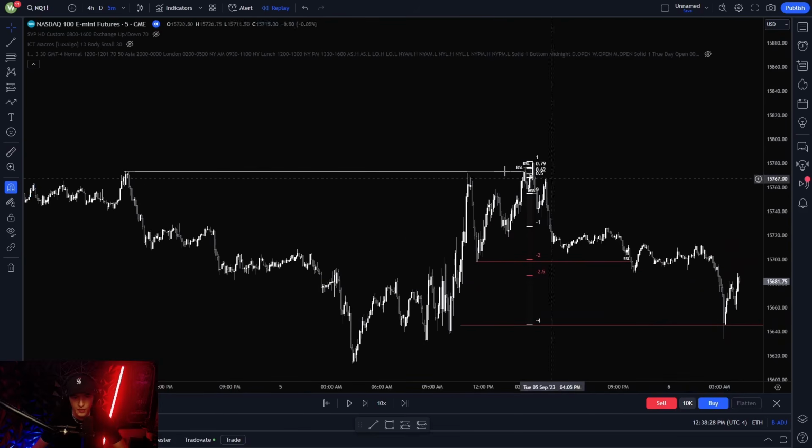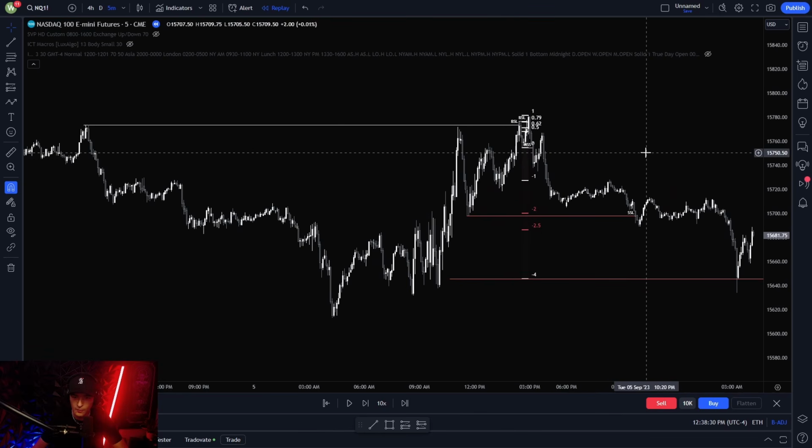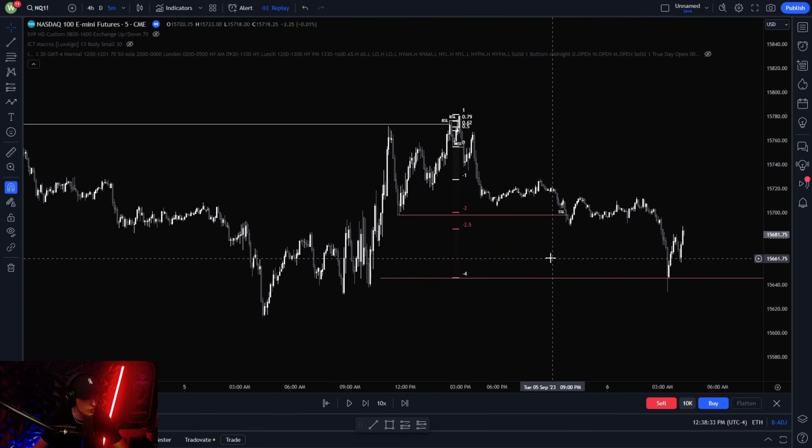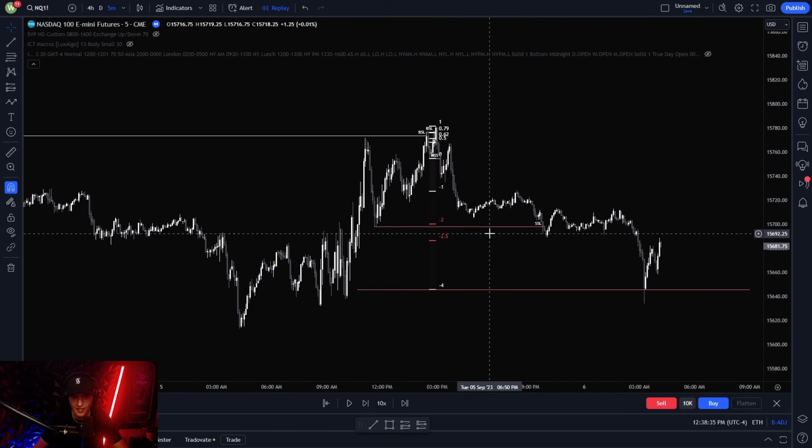So this is the first example. Again, buy side met. Use the manipulation moves. It gives you an idea of where price wants to go. Let's look at another example.